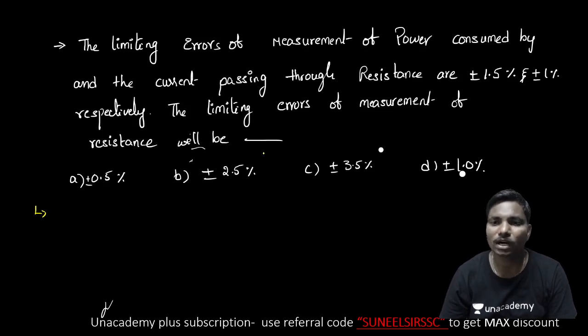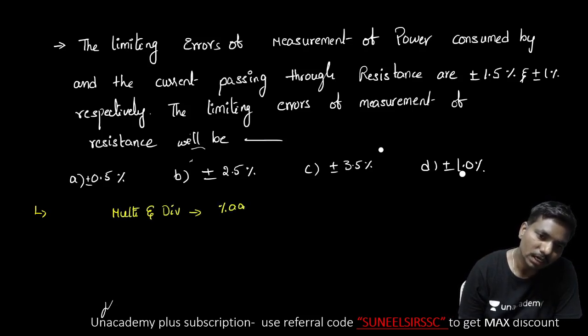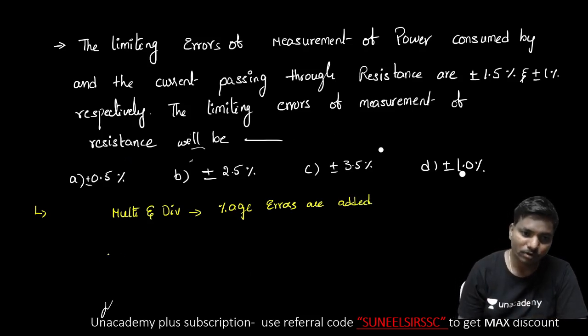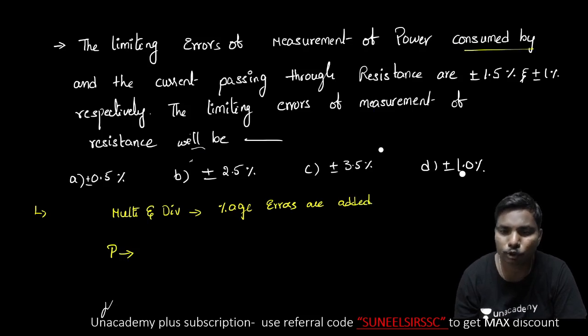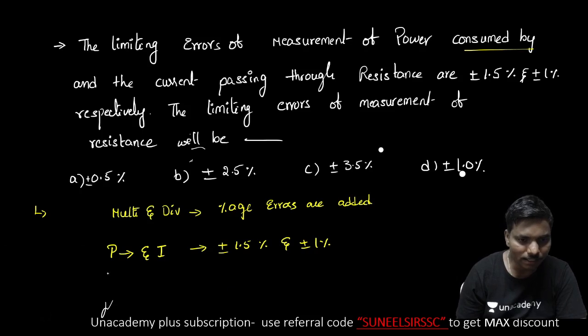Okay. So in the previous session, what I have given, in case of multiplication and division, percentage errors are added. I have given this point now. Here, measurement of resistance. They have given for the power and for the current, plus or minus 1.5% and plus or minus 1%. That means for power measurement, the error is plus or minus 1.5%. For current measurements, the error will be plus or minus 1%.